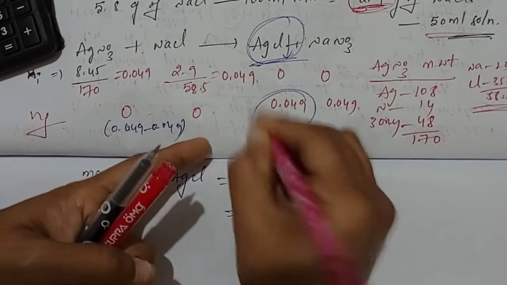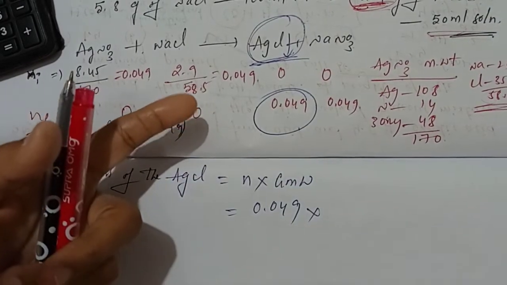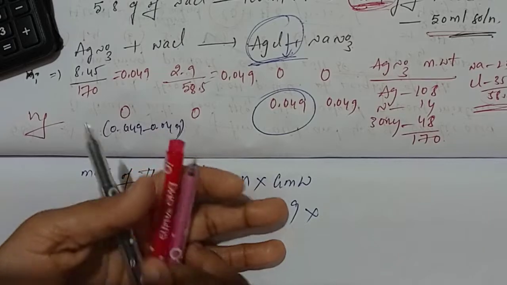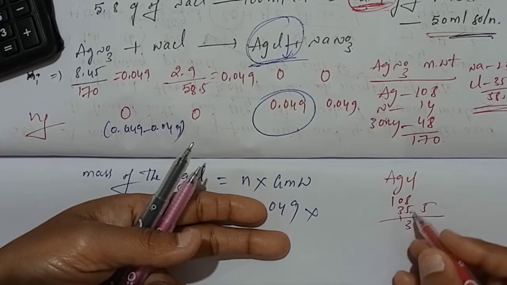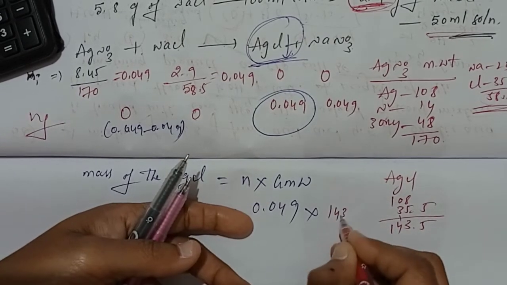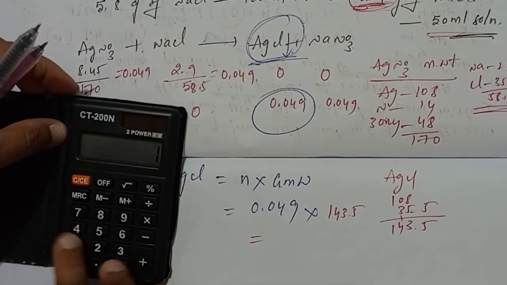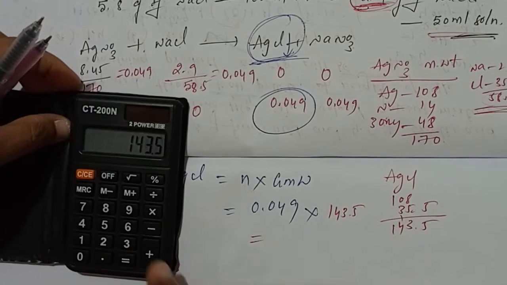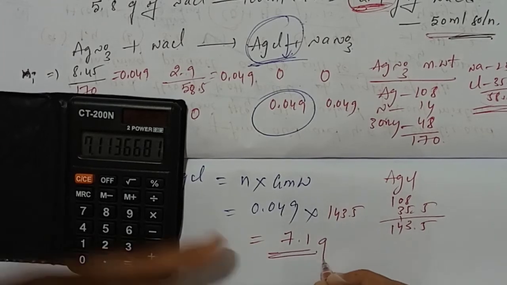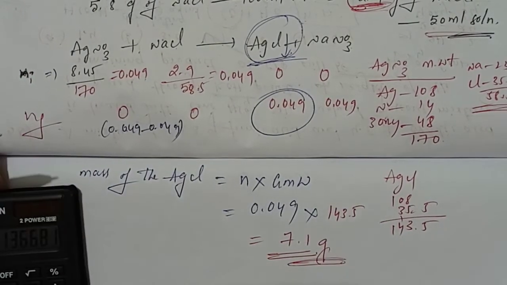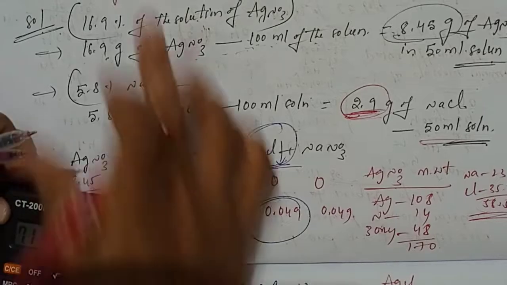The number of moles of silver chloride is 0.049, into the gram molecular weight of silver chloride. Silver 108, chlorine 35.5, that is 143.5. So 0.049 into 143.5 gives 7.1 grams. This is the mass of the AgCl. So this is the option 7 grams. Clear? This option is correct, as it is nearer to 7 grams.